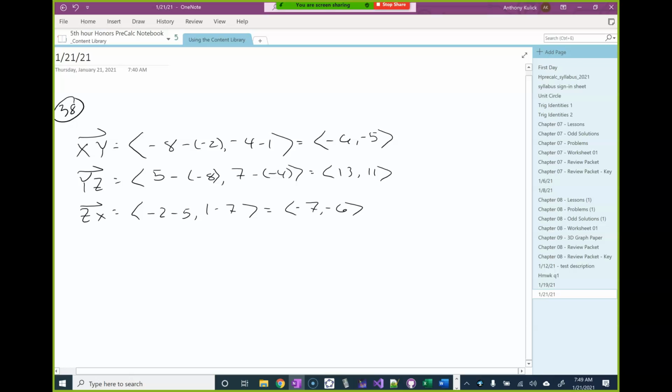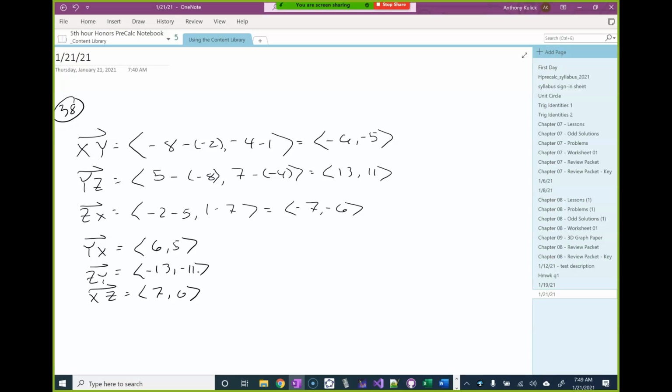Now, in addition, I may end up needing the reverse of each of these. I don't really need to solve the component form for each of these because it's just going to be the opposite direction. So I can just flip the signs on the x and y coordinates to get those. I'm not sure I'm going to need those, but I'm going to write them down right away here.